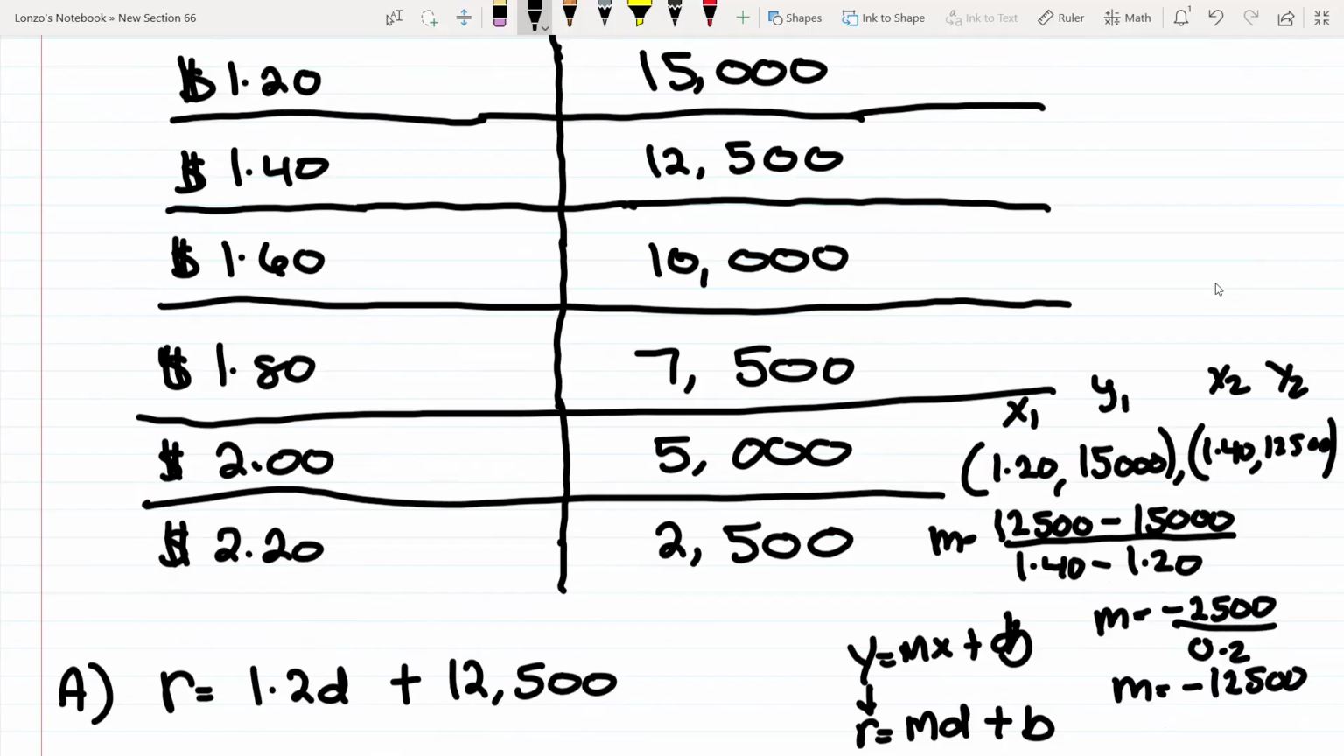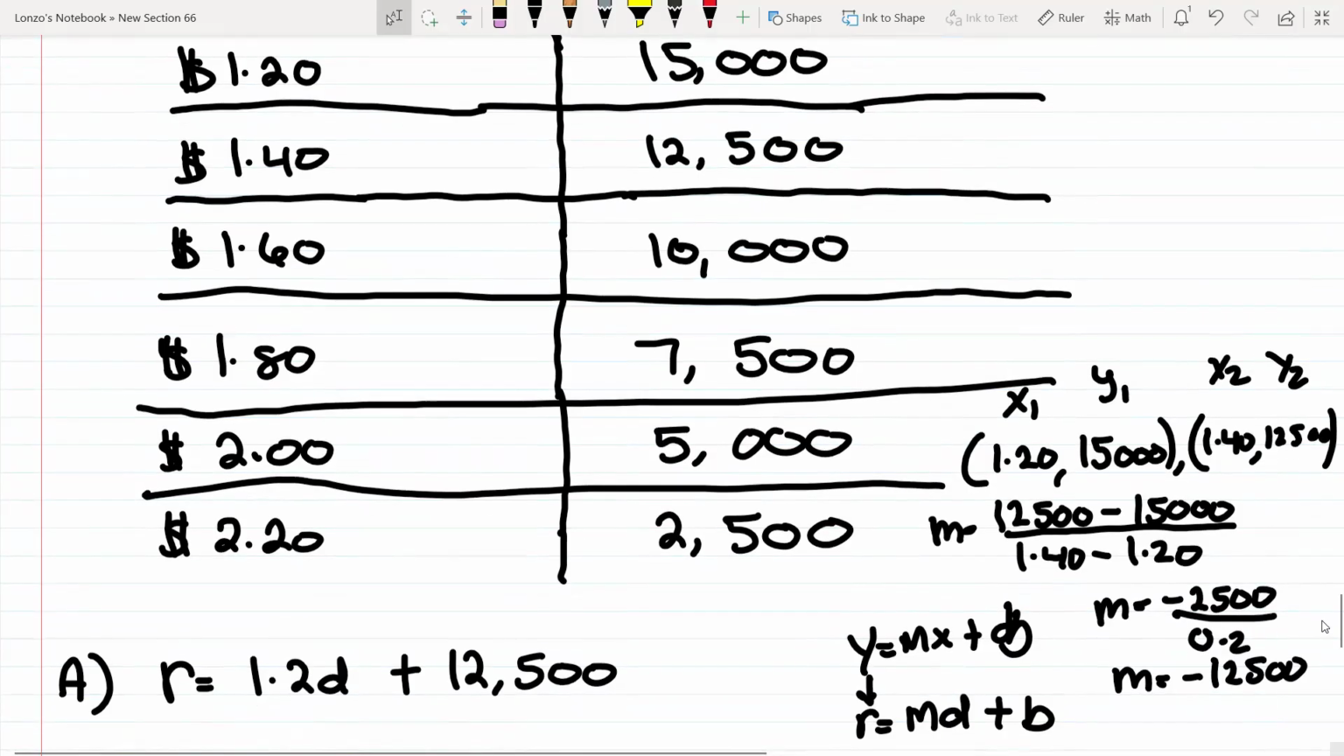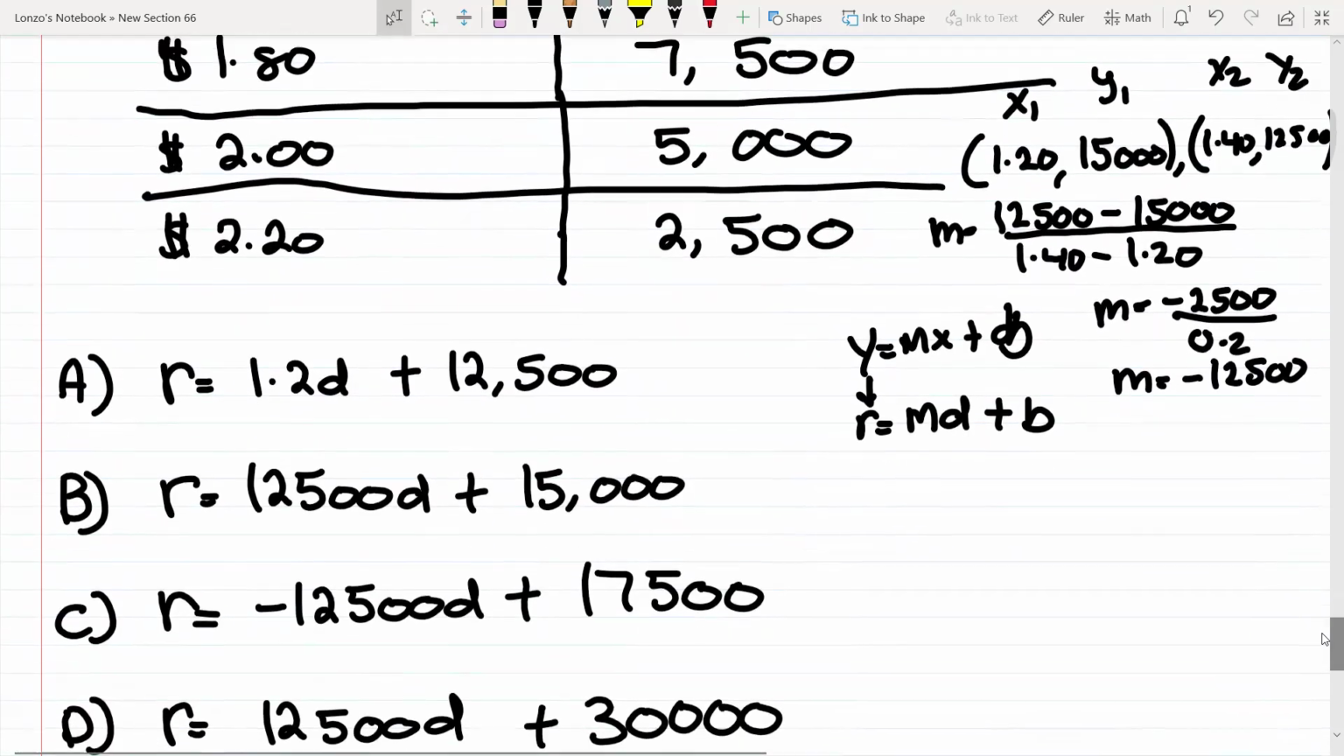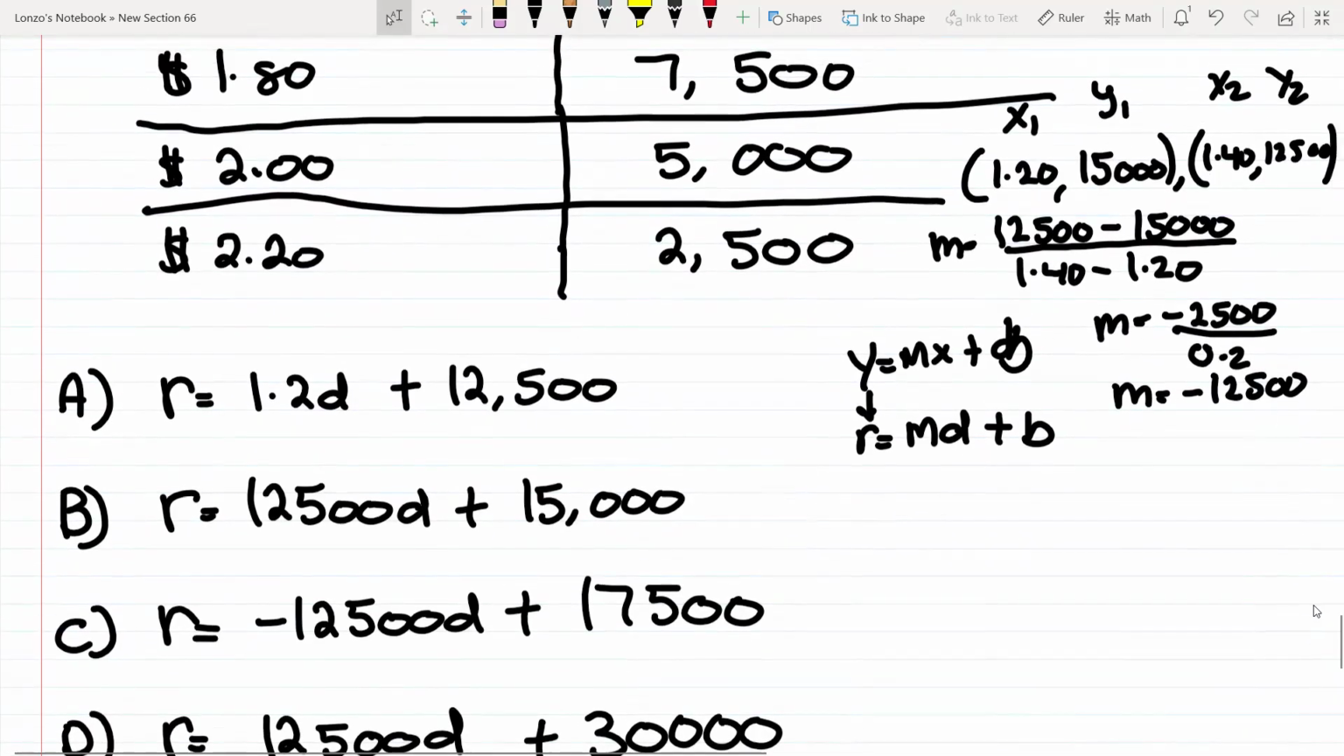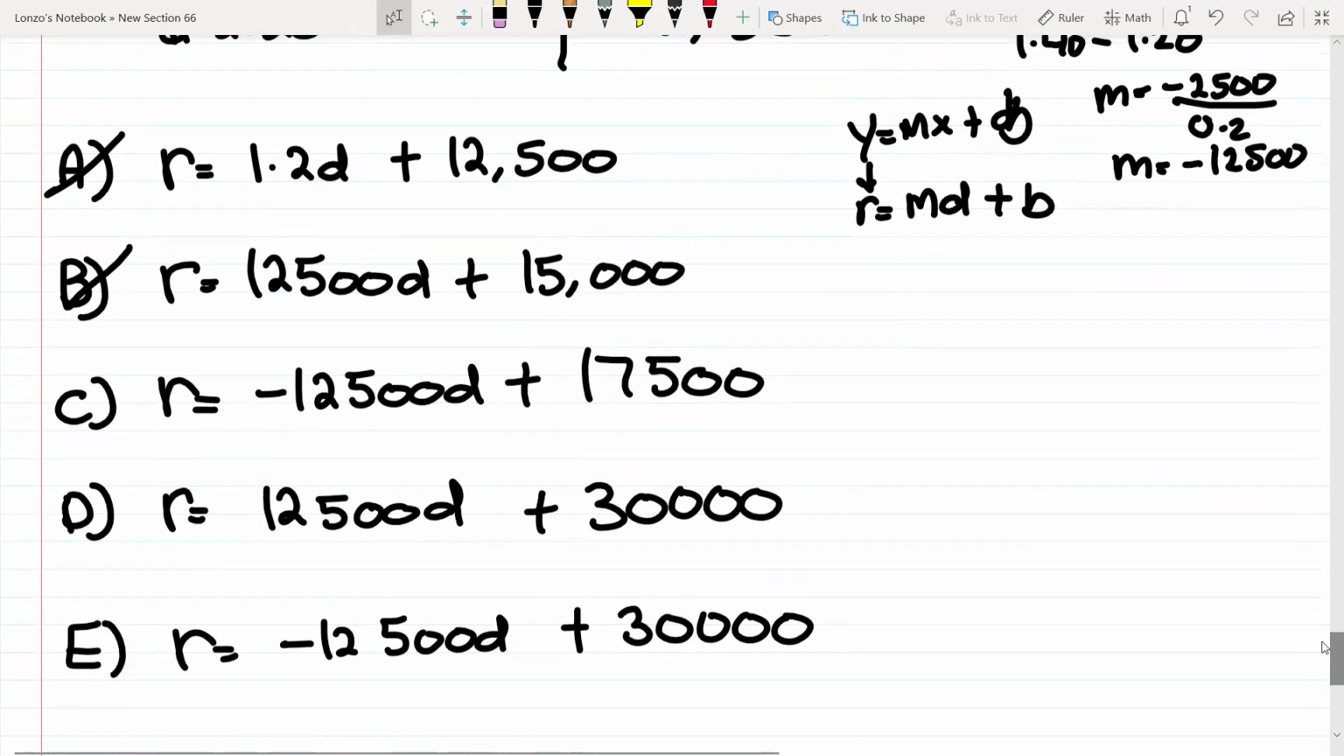So you can eliminate some of these. What can we eliminate? We have to have a slope of negative 12,500. So you could forget about A, negative 125. You could forget about B because this is a positive 125. Maybe C, maybe D. Oh wait, can we use D? No, we can forget about D. And maybe E. So it's either C or E.